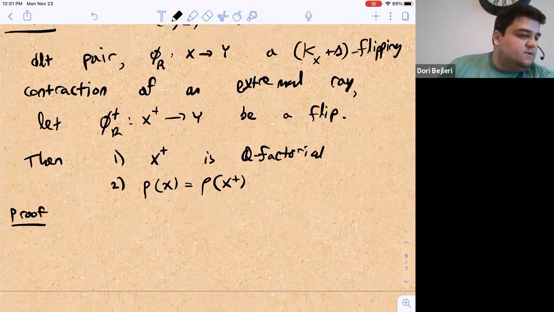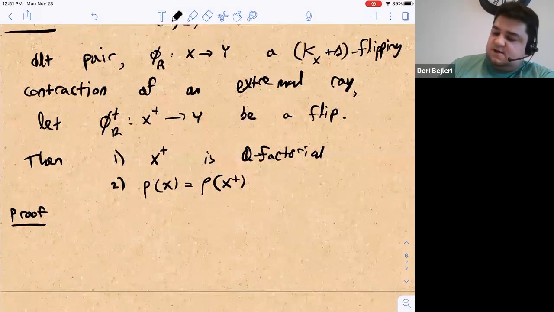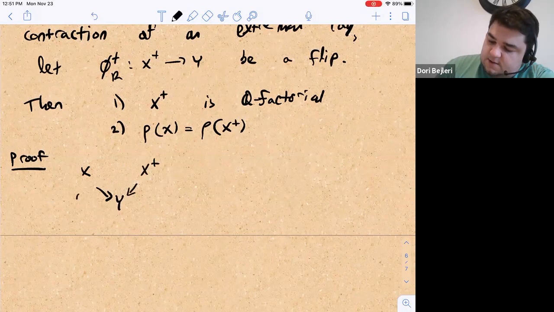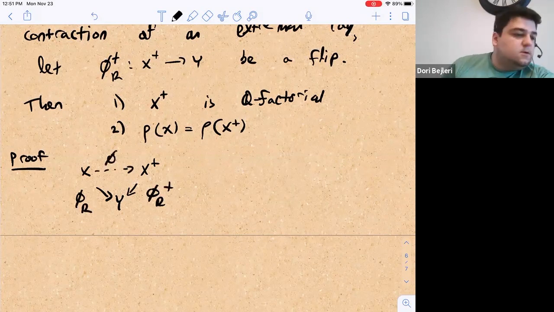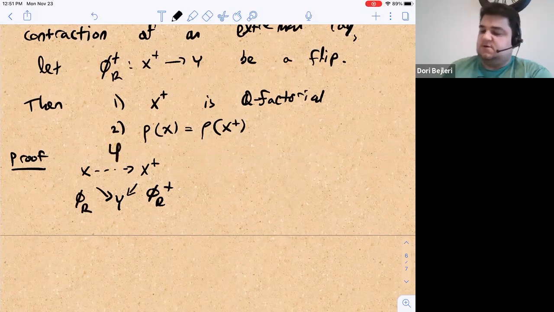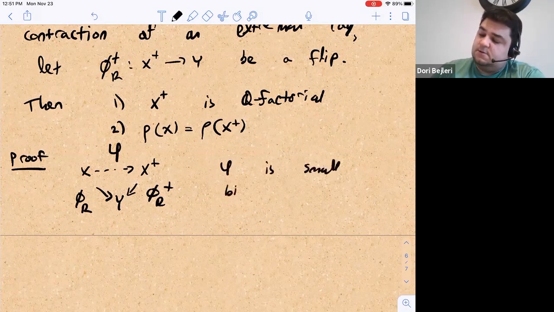Okay, so proof. Let's draw our flipping diagram. We have X to Y, we have X⁺ to Y. Here we have φ_R, here we have φ_R⁺. Let's just call this birational map φ. Let me use the other φ to be less confusing. Let's call it varphi. So what do we know? We know that φ is small and birational.